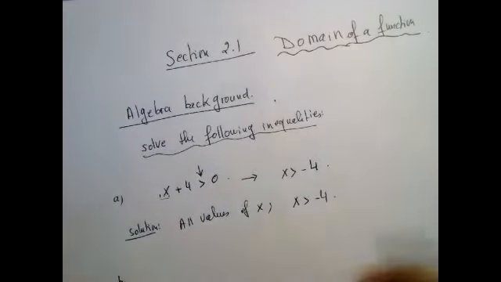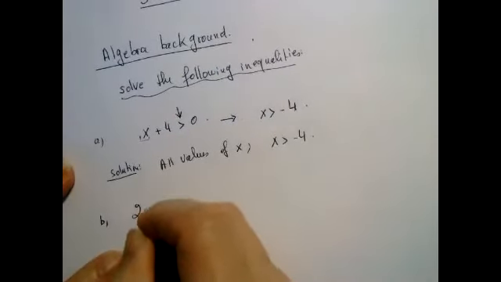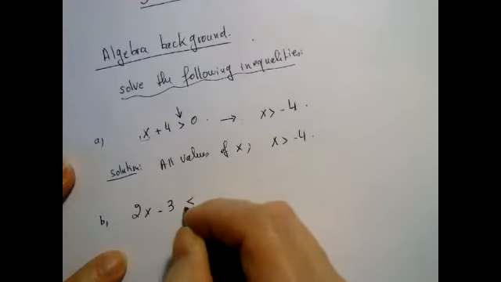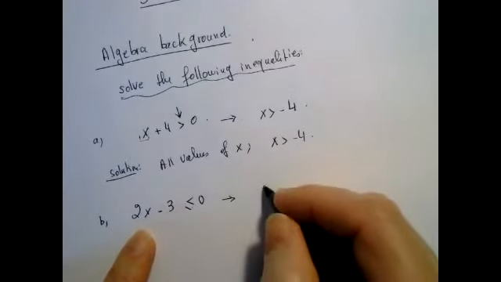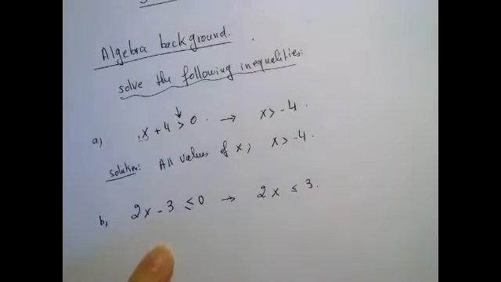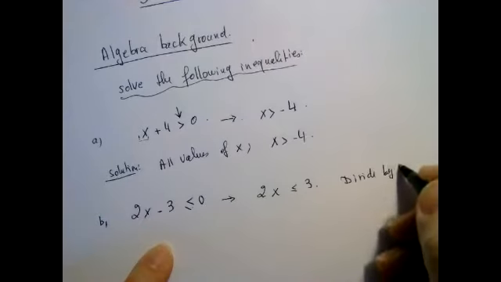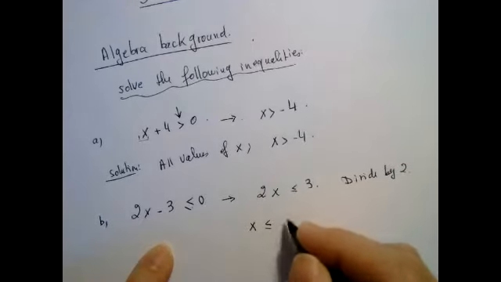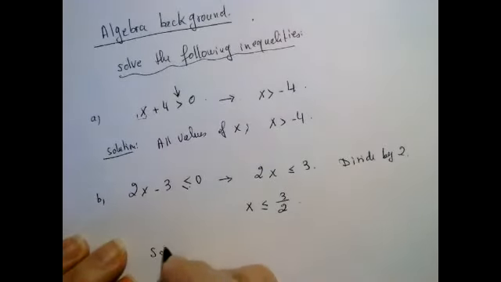Let's do another one along the same line, nothing really hard. Suppose I want to solve 2x minus 3 less than or equal to 0. The only thing here I did is I put equality. It means I'm allowing 0 to be part of it. So again, I need to isolate my x. For this to happen, 2x has to be less than or equal to 3. And I divide by 2. This will give me x is less than or equal to 3/2. So the solution is every number less than or equal to 3/2.